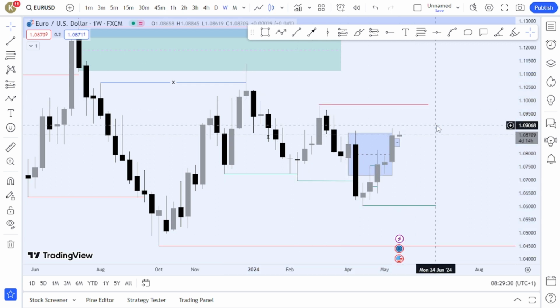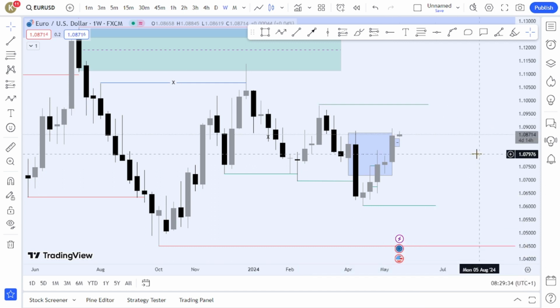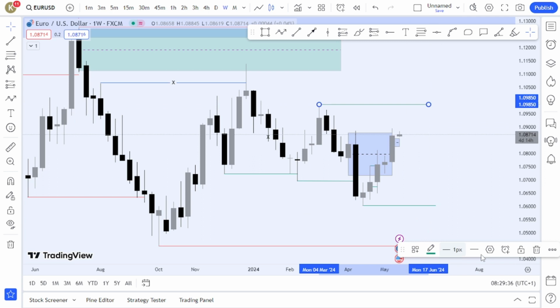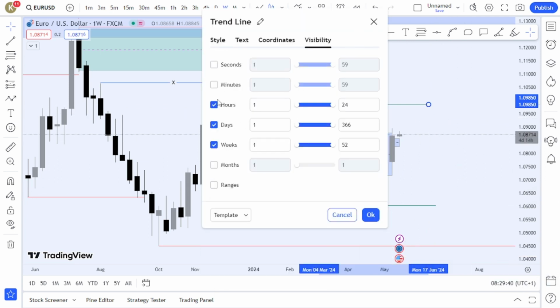Okay, so first things first, this is supposed to be green, not red, so let me change it. So let me check my visibility too. Okay, that's only supposed to be showing on the weekly.